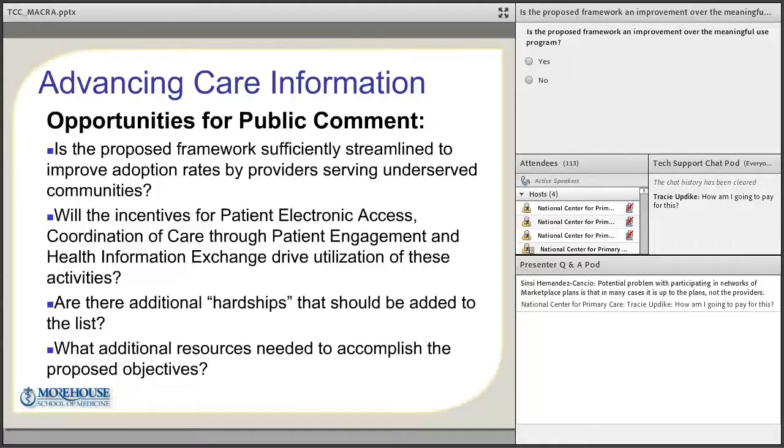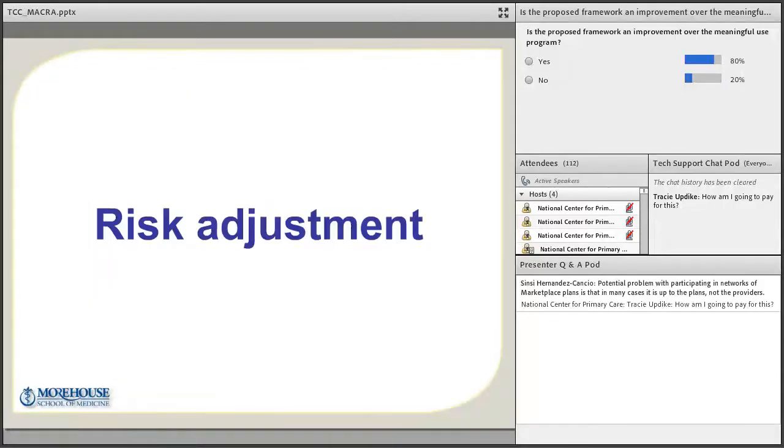And then if we include additional health professionals, clinicians, they are also going to have challenges that they have to take care of in that respect. So something to think of there. Are there additional hardships that should be added to the list? We'd be interested in hearing your thoughts there, and additional resources needed to accomplish these proposed objectives.